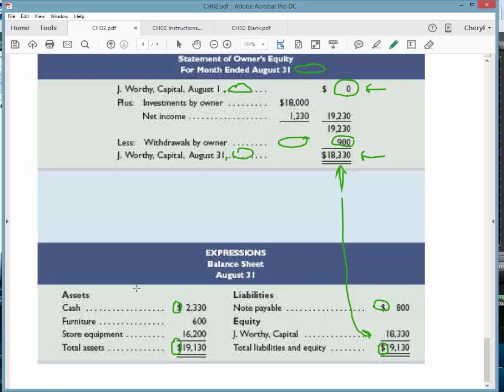Okay. This balance sheet that you're looking at right now is called a T account balance sheet. Okay. You won't see this one for too much longer. We're going to get more into the actual report form of a balance sheet.